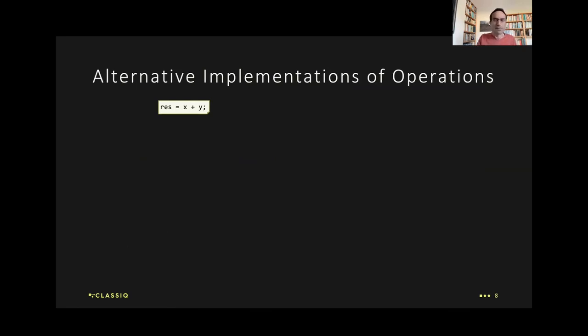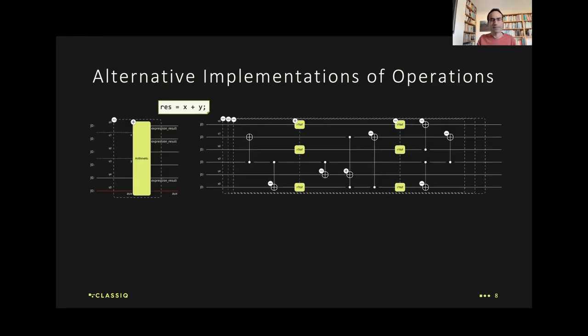Let's look at the simplest possible expression, right? Res equals x plus y. If I feed it into the synthesis engine, what I'm getting is you can see the arithmetic block here with x and y coming in and the result being split across these 3 qubits. But if I expand that, I'm seeing a bunch of control nodes and Toffoli gates.